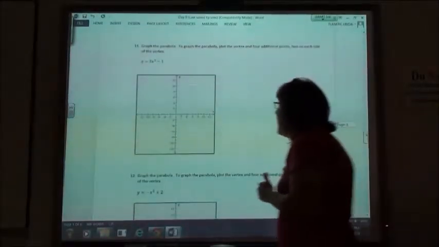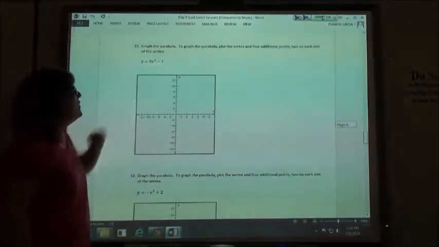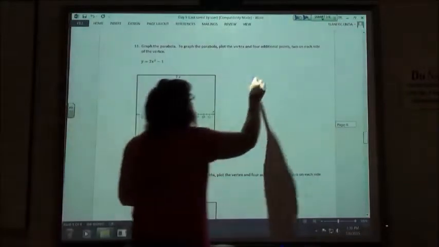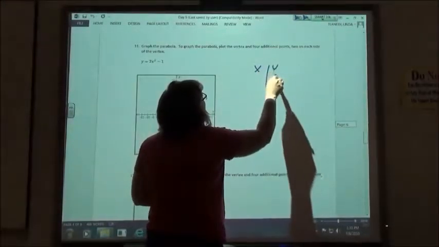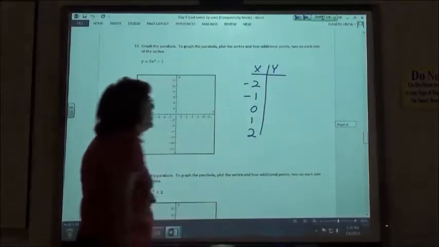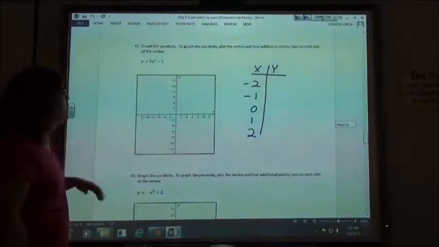So number 11, now we threw a coefficient in front of my x squared. This one is going to shift down to negative 1. I can see that because there's a minus 1 on the end. But again, they're just going to have you make a table and plot points. Negative 2, negative 1, 0, 1, and 2. And it doesn't matter if you want to start with the 2 or the negative 2, whichever way.